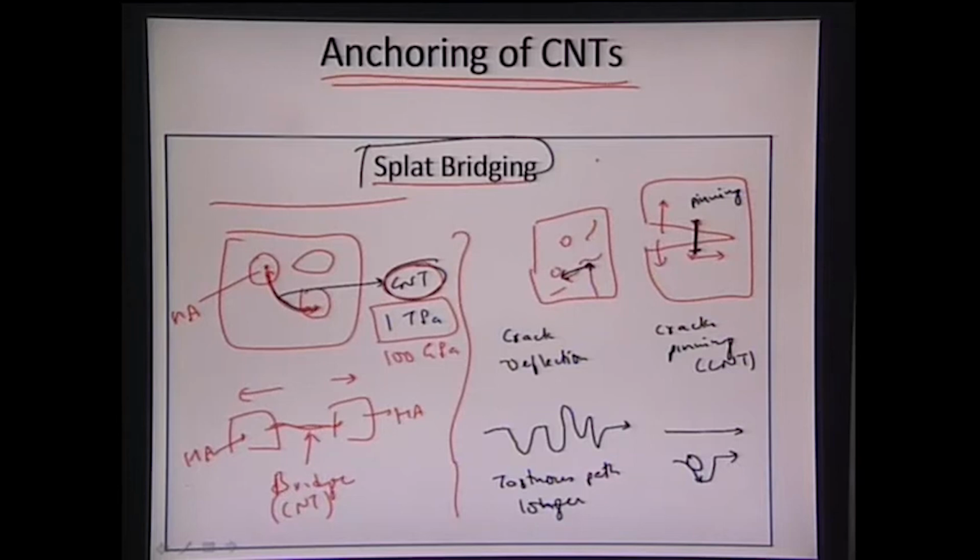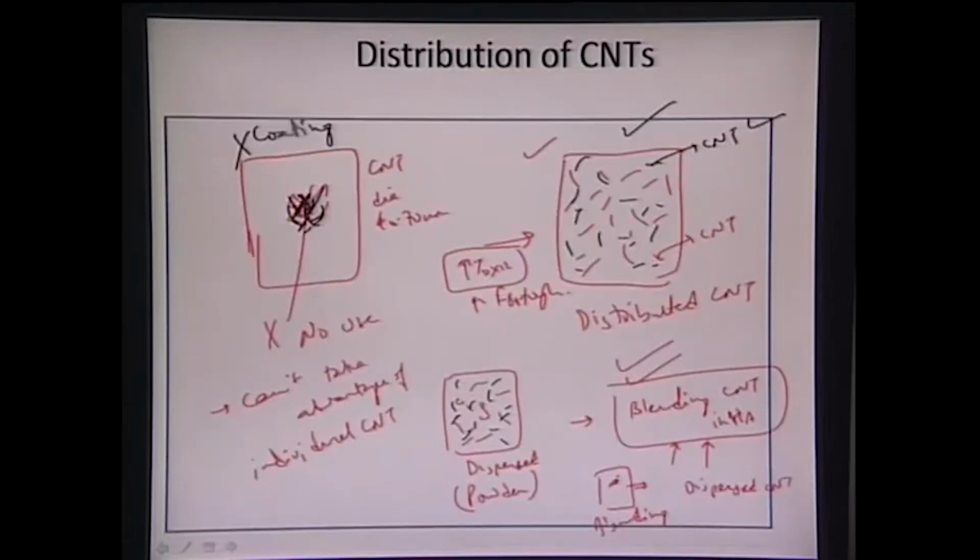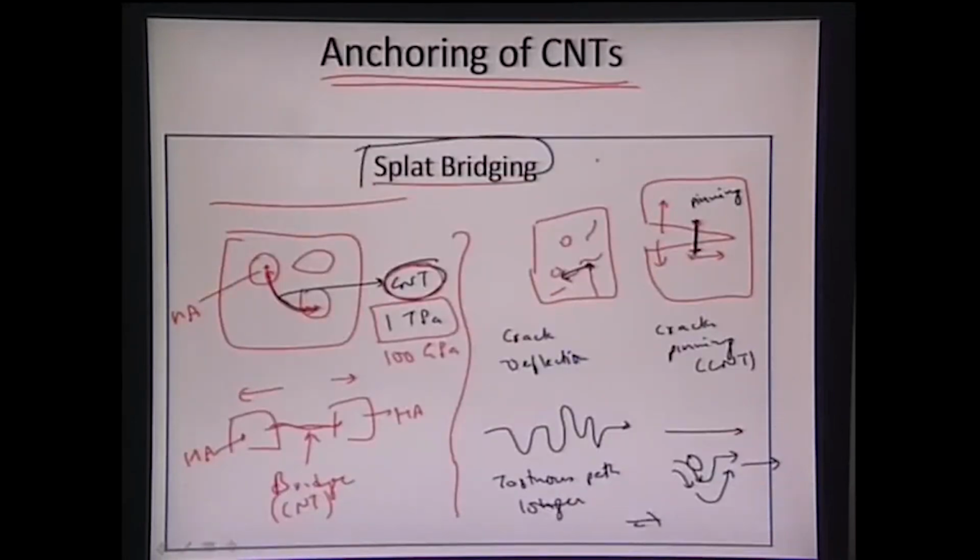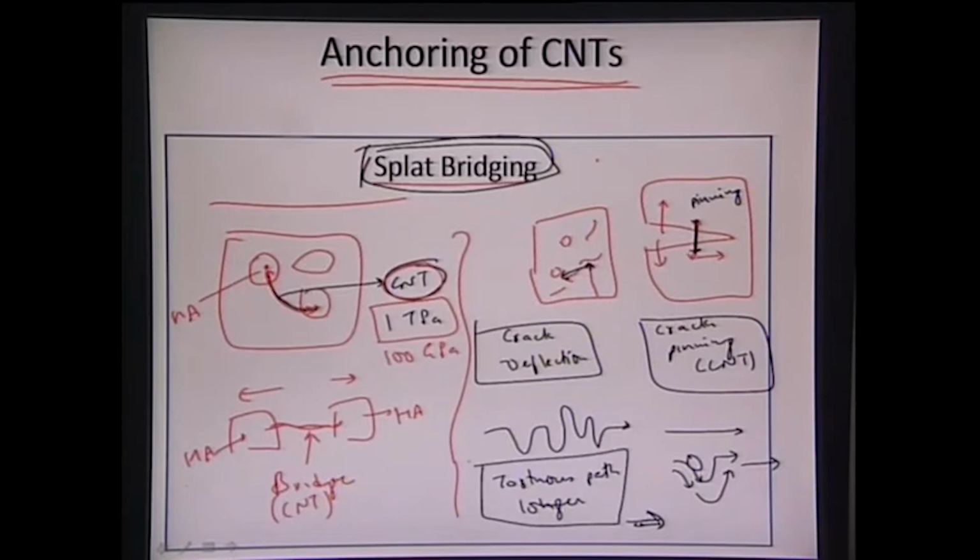So now it is very difficult for the crack to come back to its original stress state. Much more energy is absorbed in deflecting the crack and then making the crack come back to its original line of propagation. So it requires much more energy to propagate the crack. And that is how CNTs can improve the fracture toughness: via splat bridging, via pinning the crack, also via crack deflection, and providing a contoured or tortuous longer path to the crack.